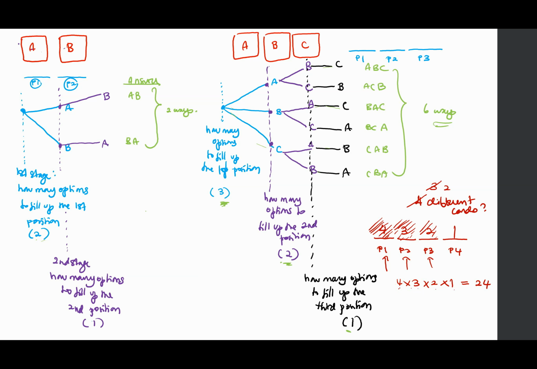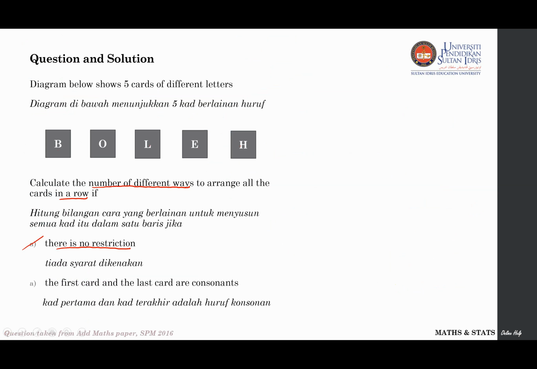Okay, jadi kalau kita ada 5 cards, berbalik kepada masalah kita di sini, you ada 5 cards, dan bagaimana kita boleh susun jika tiada restriction, bermakna you boleh imagine, okay, ini adalah tempat pertama, tempat kedua, tempat ketiga, tempat keempat dan kelima. So this is position 1, position 2, position 3, position 4, position 5.